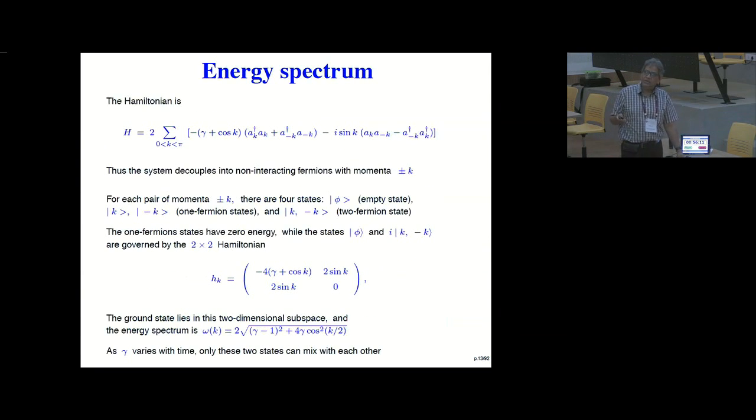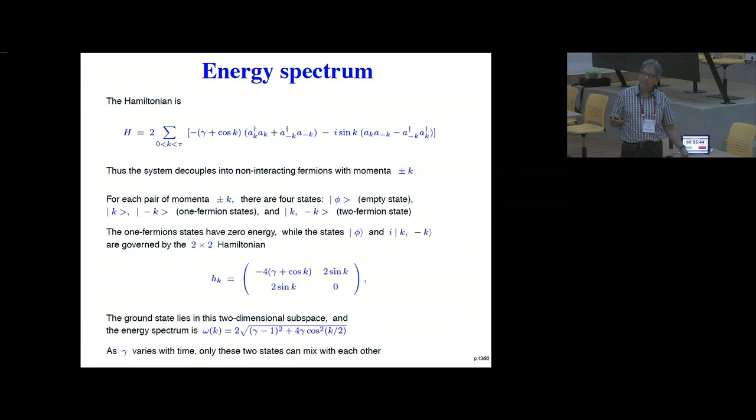Okay, so here's the Hamiltonian. And as I said, it decouples into non-interacting fermions with the momentum plus minus k. Everything is non-interacting because it's completely quadratic in terms of the fermion operators. Now, for each pair of momentum plus minus k, there are four states, right? There's an empty state which has no fermions. There's a state with one fermion with momentum k, a state with one fermion with momentum minus k, and then a two fermion state with both momentum plus k and minus k.